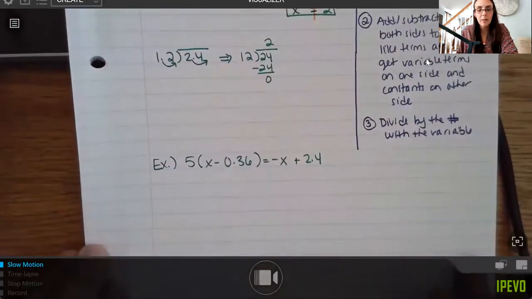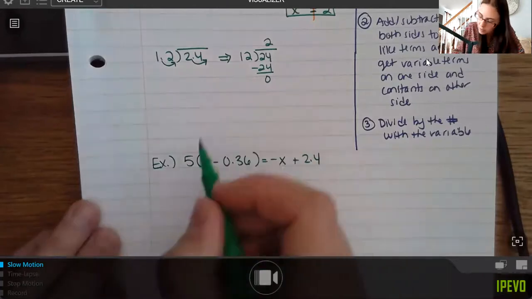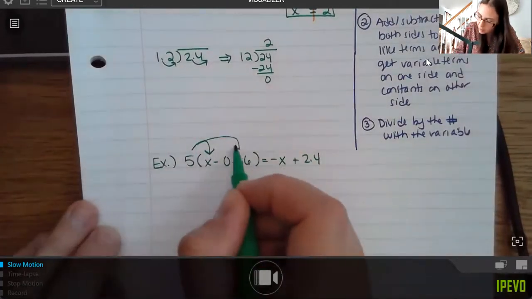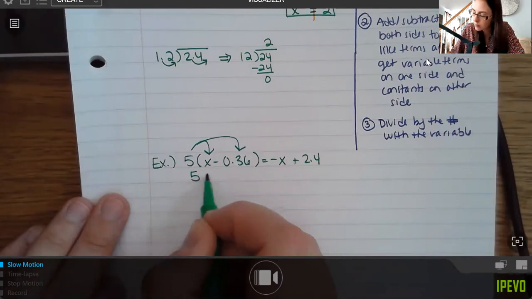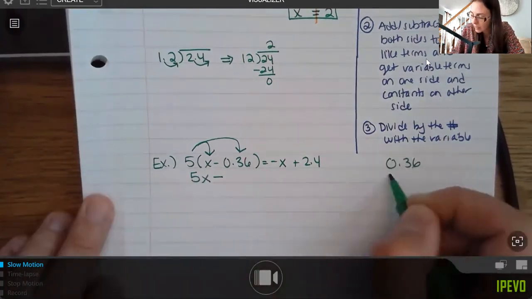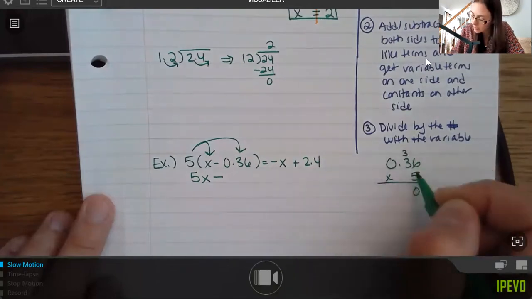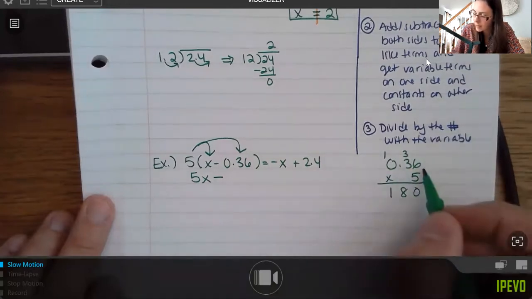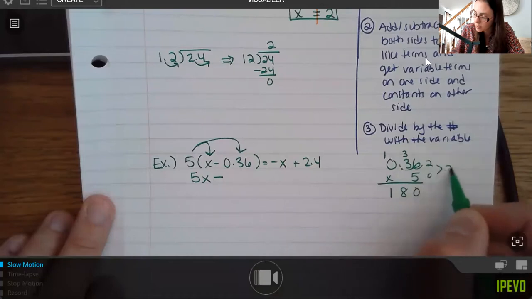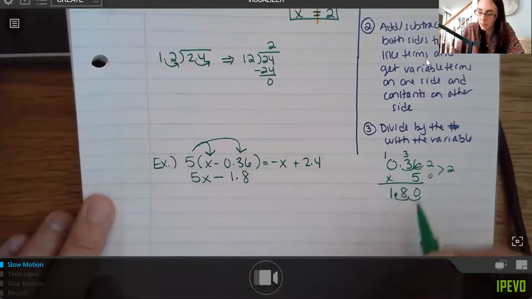So here's another example. Now here I do have a parenthesis, so I'm going to clear that out first before I get started. So I'm multiplying this through by 5. So 5 times x is just 5x minus. Now 5 times 0.36, I have to do that out. So like I said, if you're using a calculator, which we're not in class yet, it's really not that bad, but here it's kind of a pain. So 15, so I have 18, carry the 1. And then I have to count my decimals. 2 here, 0 here, so 2 altogether. So I get 1.8. Again, I can drop that extra 0 on the end.